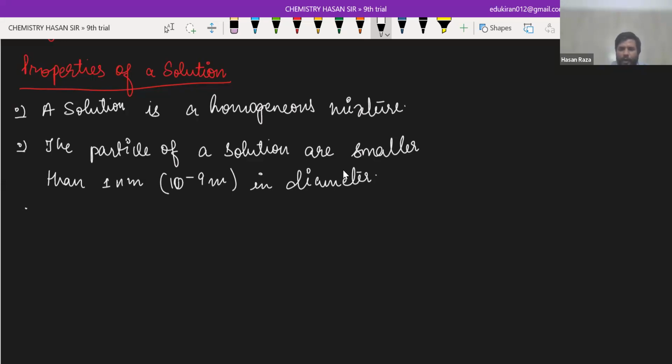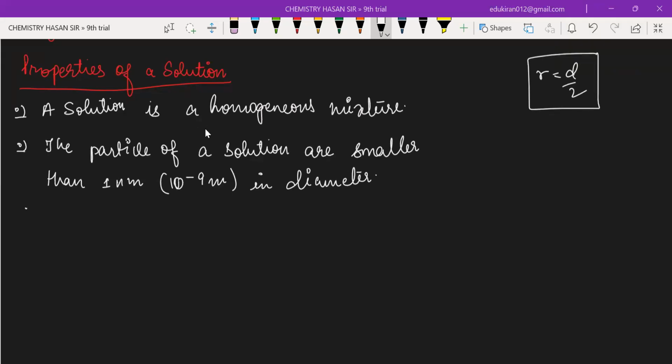Can you tell me the relation between diameter and radius? Radius is a distance between two objects, and diameter is like the surrounding of the object. Yeah, it's basically radius is equal to diameter by 2. Half of the diameter is called radius. Yeah, this is what I want to know.